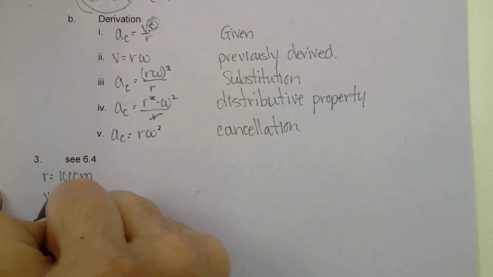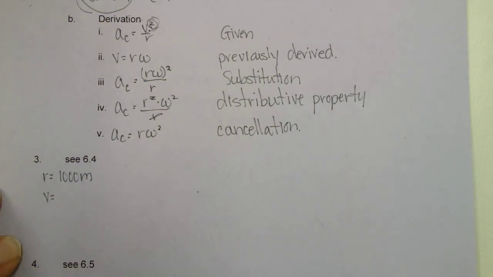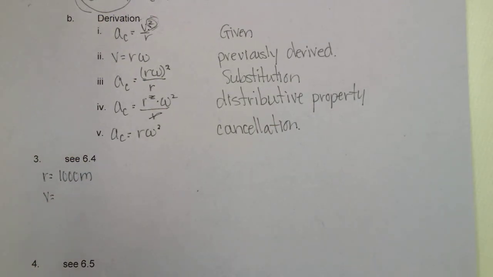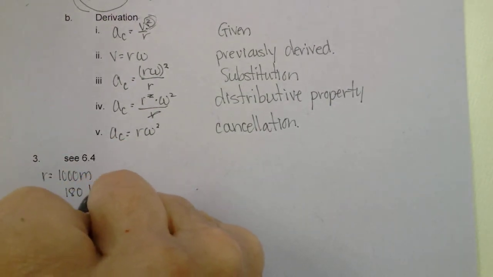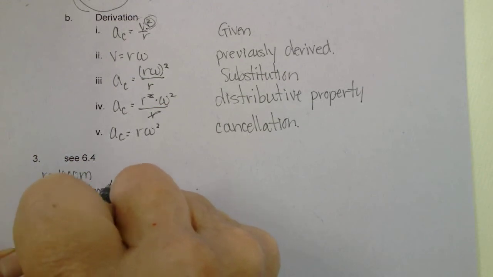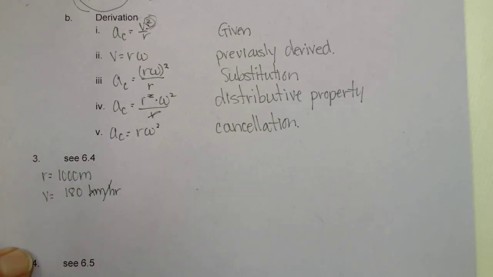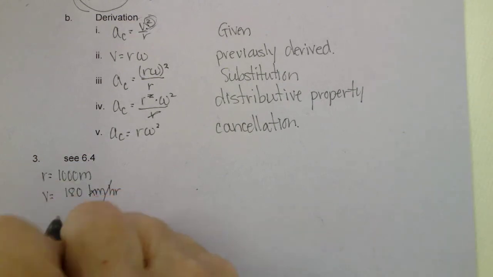And I know that my tangential speed, it has to be tangential because it's going around a track, and I know that it's tangential speed and not angular velocity because it gives it to me in kilometers per hour. That is a unit of tangential speed. Meters per second, feet per second, kilometers per hour. As long as it's a distance over time, it's tangential speed. So v is equal to 180 kilometers per hour, and I need to find the centripetal acceleration.